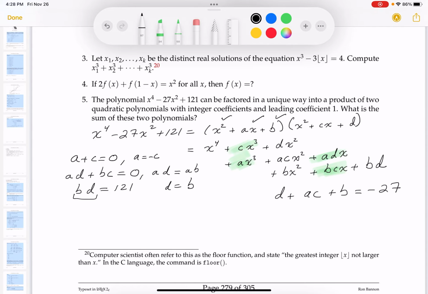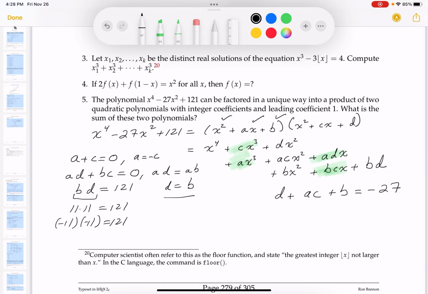So I got this over here now. And D must equal B. But I got problems here. And I'll tell you what the problems are. B times D is 121. So, if B equals D, it could be 11 times 11. That's 121. And B would equal D, by the way. Or it could be minus 11 times minus 11 equals 121. All right? It's either one or the other.